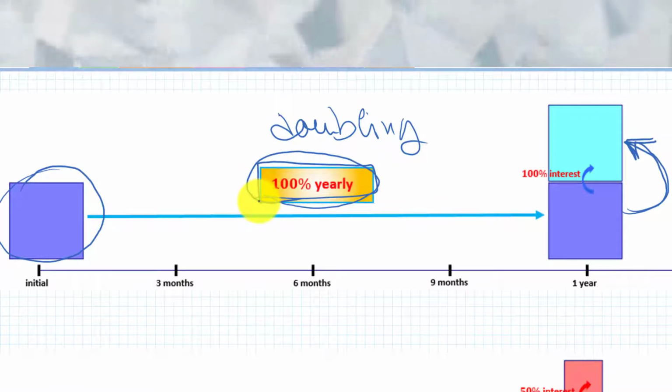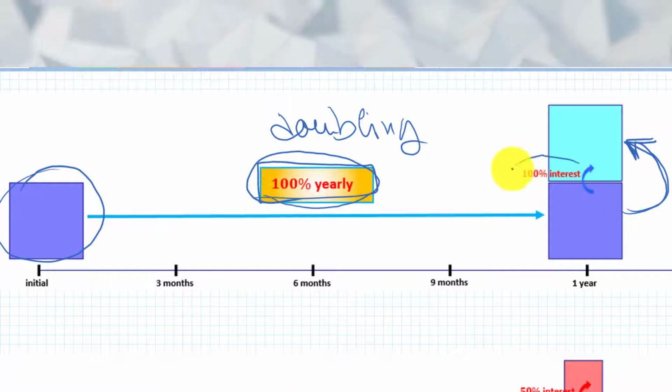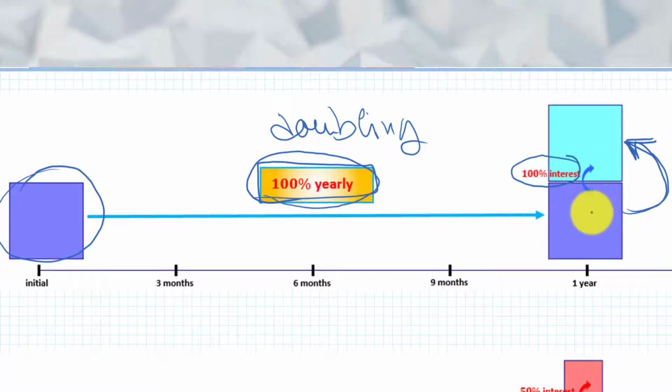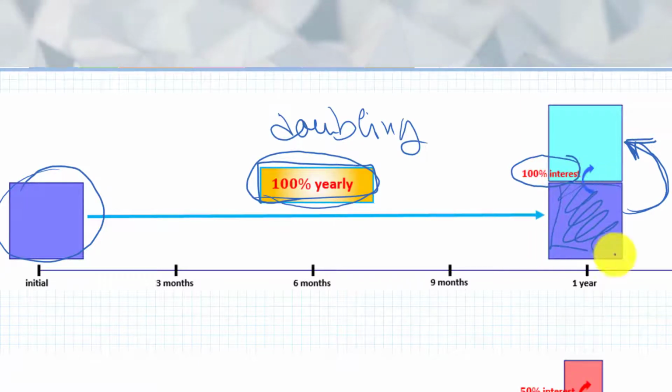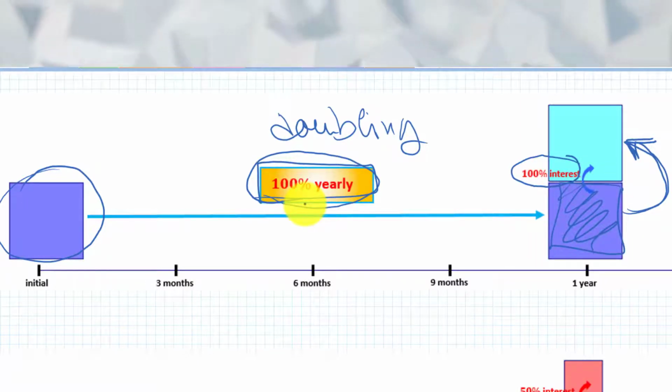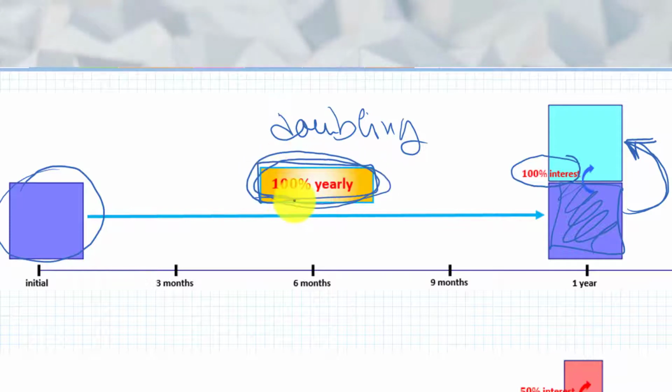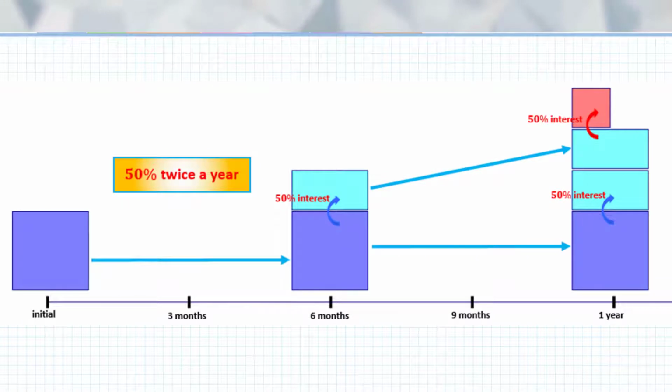There is no interest on interest. The interest you add at the end of the first year is entirely added on the investment, on the principal. Let's look at what happens when you compound 100% yearly twice a year. This time, at the end of 6 months, you're going to add 50% interest. So this shape is half the size of this one, because it's just 50%. And then let's go another 6 months.